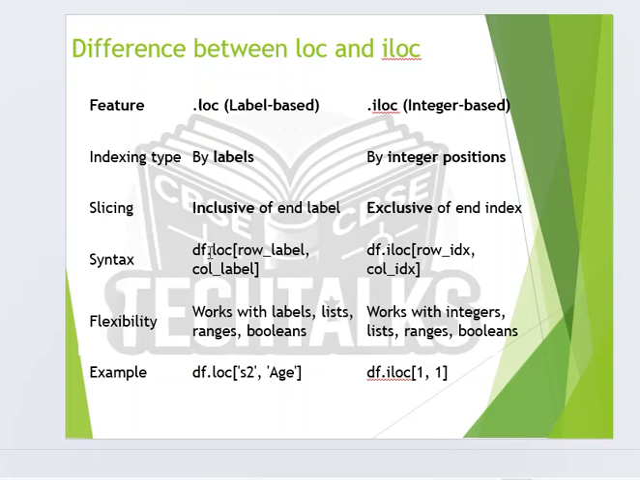Syntax is the same. df.loc, here instead of loc you will be writing iloc. There is no other change other than including of I before loc. Flexibility: loc works with labels, lists, ranges, booleans. It also works with all; iloc works with integers, lists, ranges and booleans. Now example, df.loc s2 comma age, it is going to give the content of row s2 and the column age. In this case it is going to give you 1 and 1, it means it is going to give you the location of that. And examples we have already discussed in the previous slides. Let's move to next.